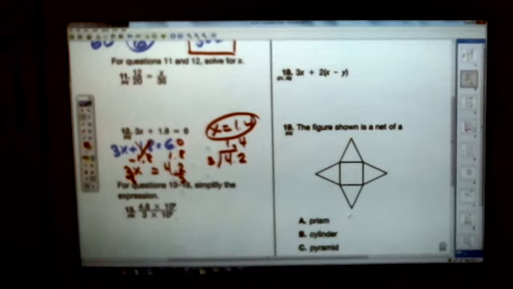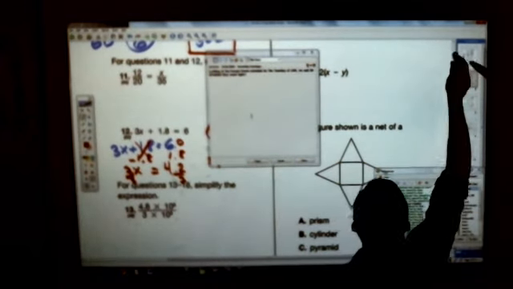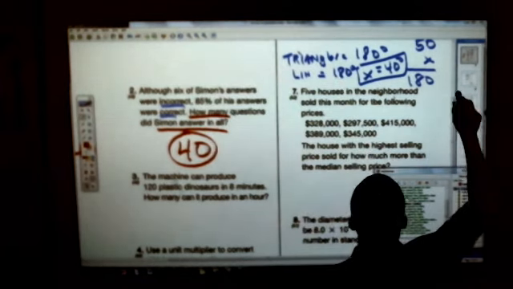JD, what was the answer to number 11? 11 as best I know is 21. A, B, I'm still confused on 6. Well, let's revisit number 6.